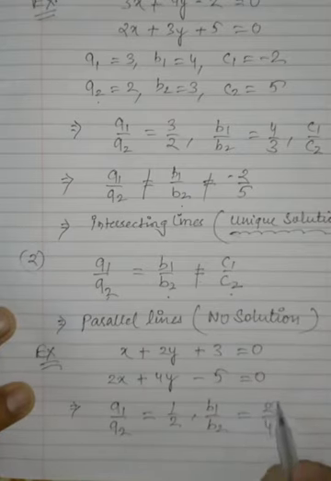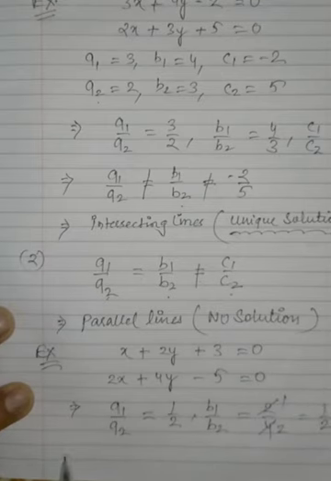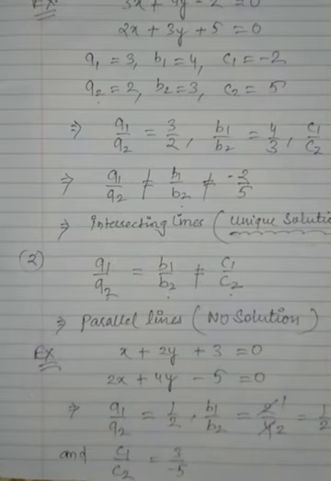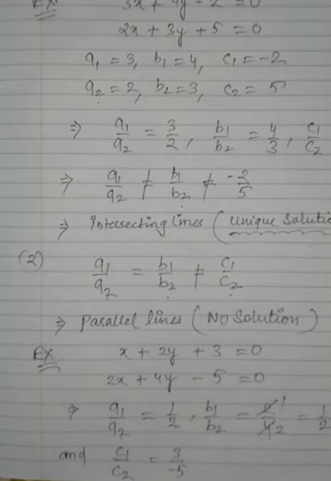Now 2 upon 4, both the numbers can be cancelled: 2 ones are 2, 2 twos are 4. So this is also equal to 1 upon 2. And c1 upon c2 is equal to 3 upon minus 5. So you can see here a1 upon a2 is 1 upon 2, b1 upon b2 is 1 upon 2, therefore they both are equal, and c1 upon c2, which is 3 upon minus 5, is not equal to these two.